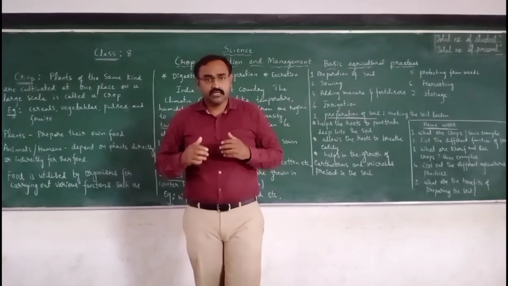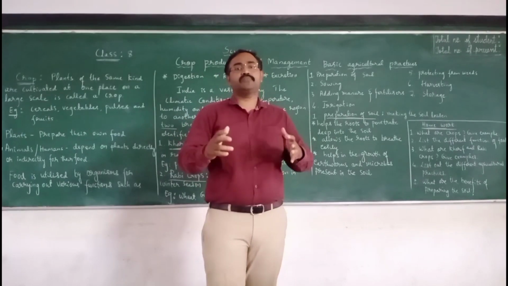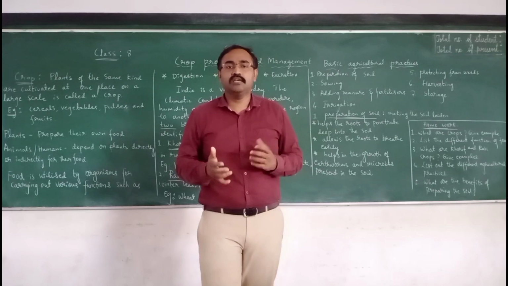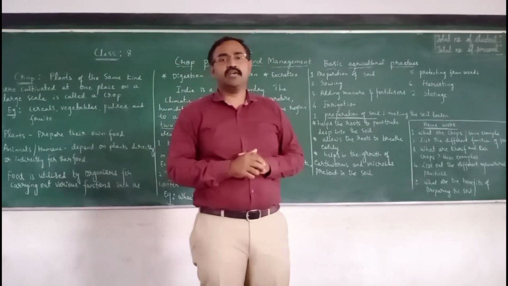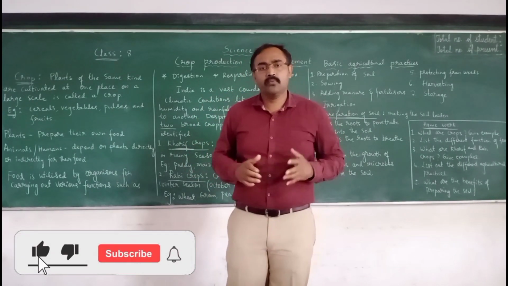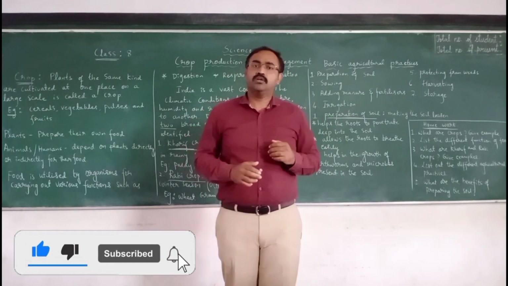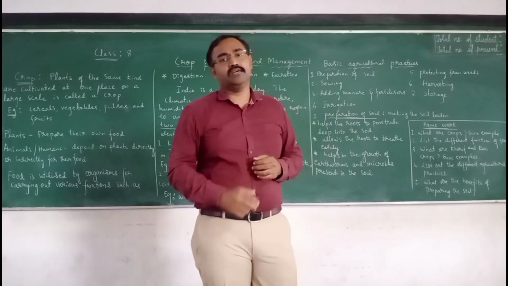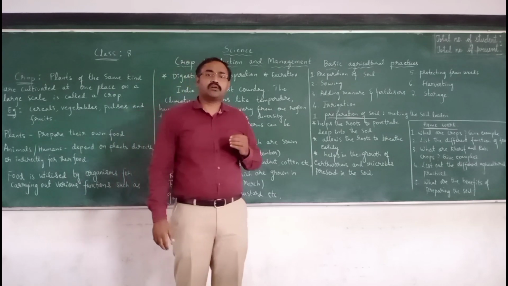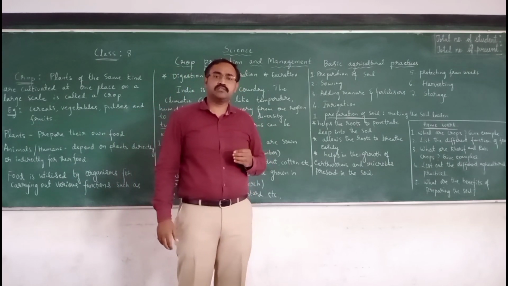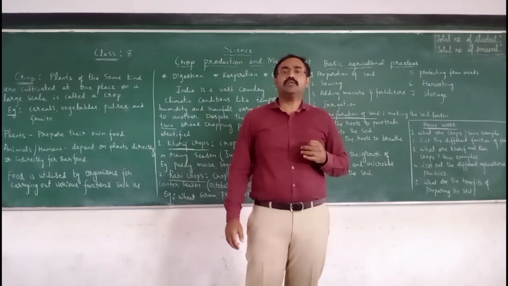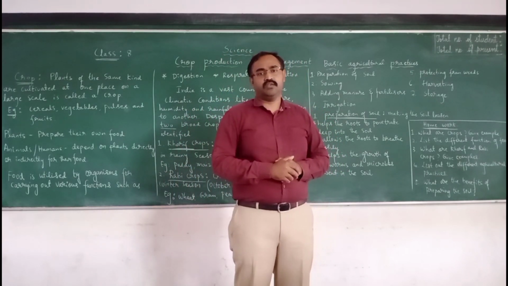If we grow the same type of plant in a piece of land on a large scale, it is called a crop. Students, the ancient people were nomadic. They used to wander here and there in search of food and shelter. They used to eat raw fruits, vegetables and raw meat. Later they started cultivating crops.